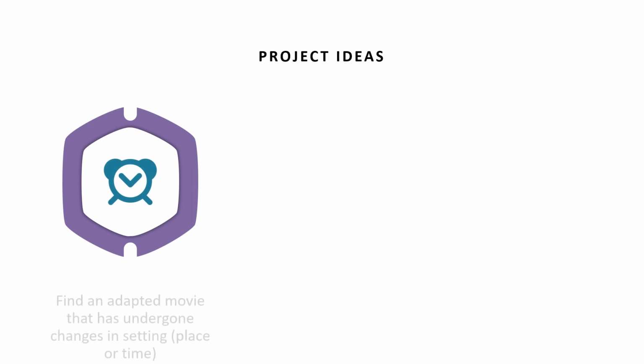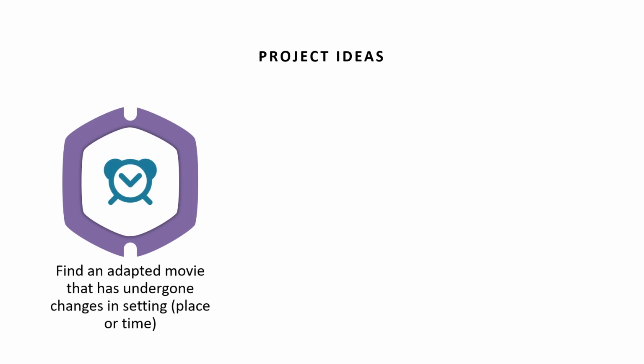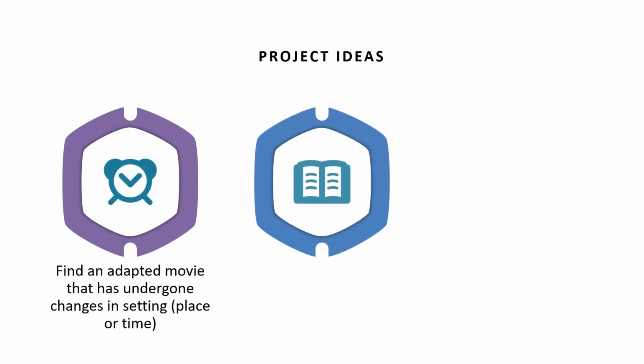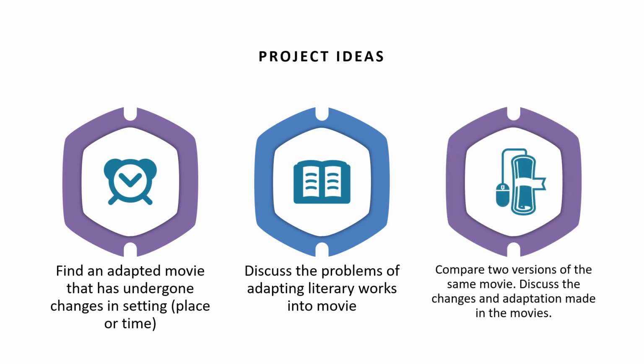Okay, regarding literary adaptation, there are several project ideas that you can do relating to this topic. The first one, you can find an adapted movie that has undergone changes in setting, either in place or time, and then you may discuss the problem of adapting literary works into movie, or you can also compare two versions of the same movie. You can discuss the changes and the adaptation made in the movies.